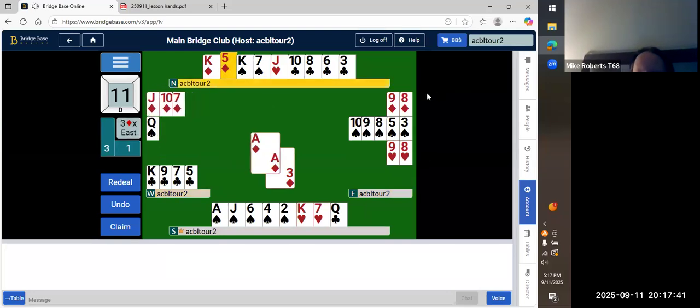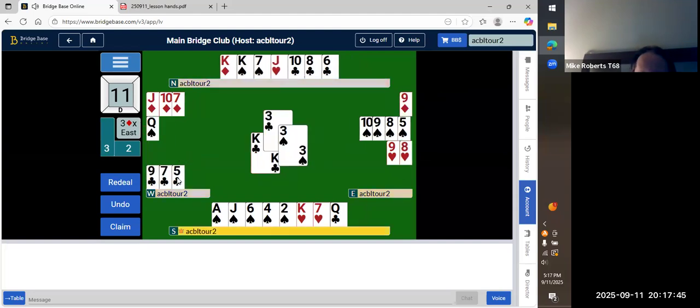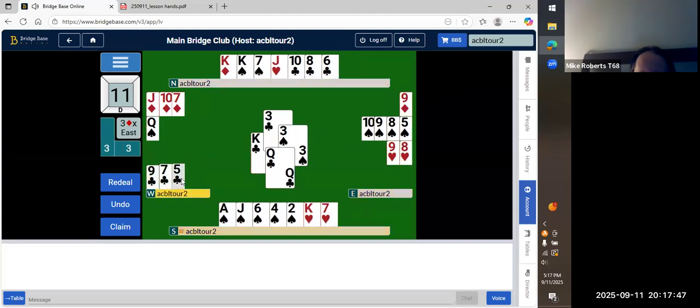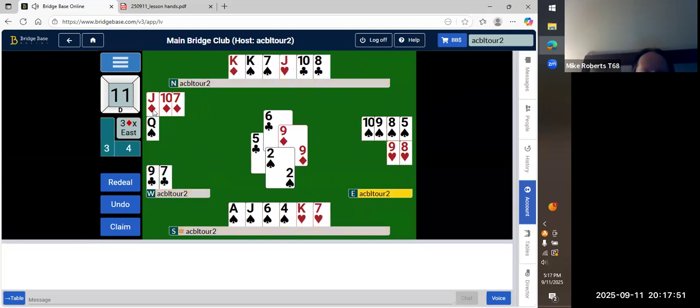The best that Declarer can do is with the club spots set up the way they are. From here, all the defense is going to get is two clubs, their diamond and their spade. All the defense is going to get is two more diamond tricks. That's down three.